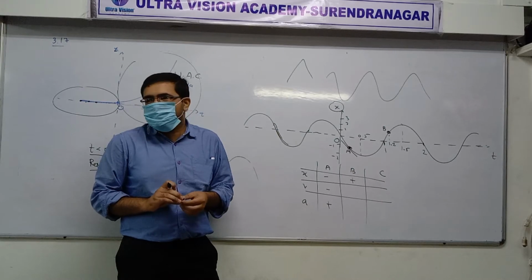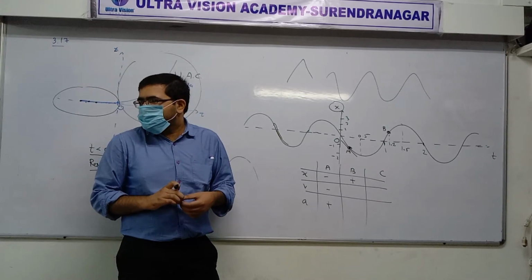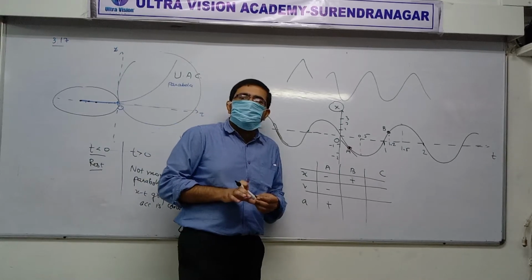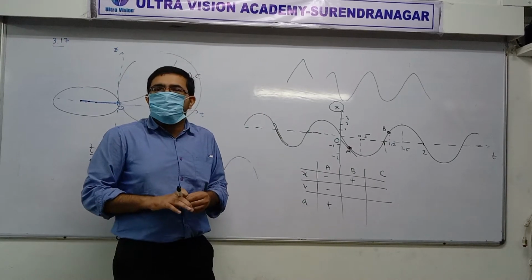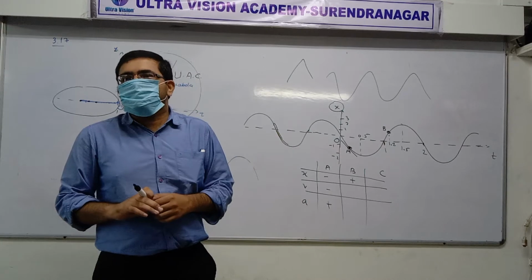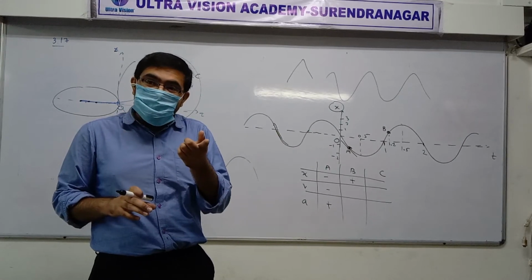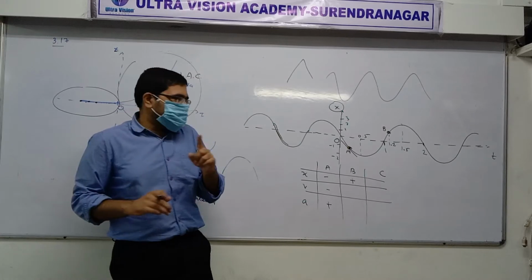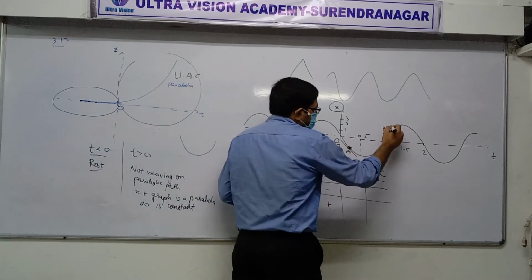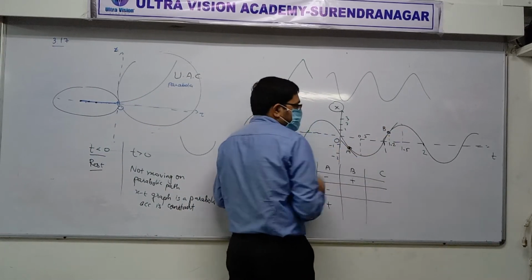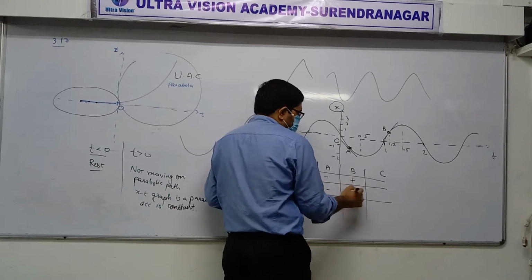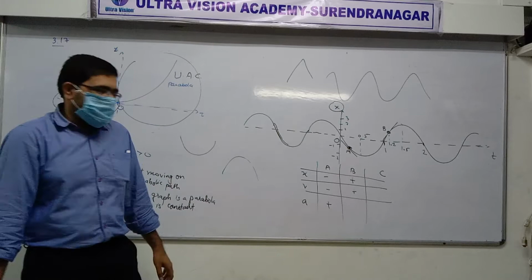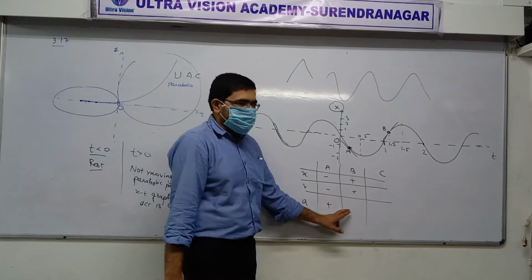Next, velocity at B. Slope of tangent increases. Slope of tangent is positive. How do we know? If we draw it this way, the slope of tangent is positive, so velocity is positive. Correct or not? Yes. Sit down. Next, acceleration.